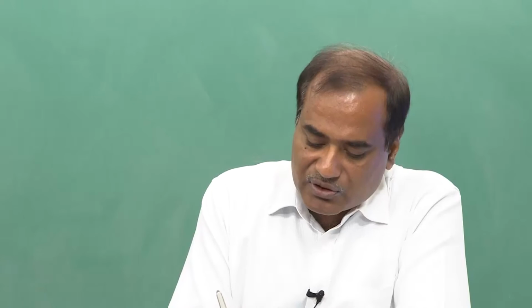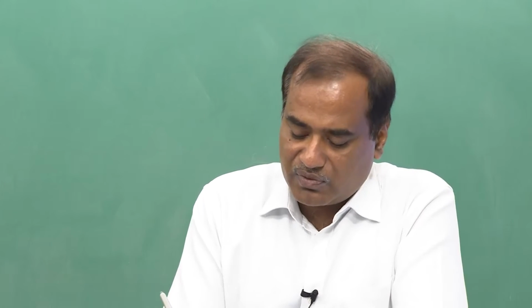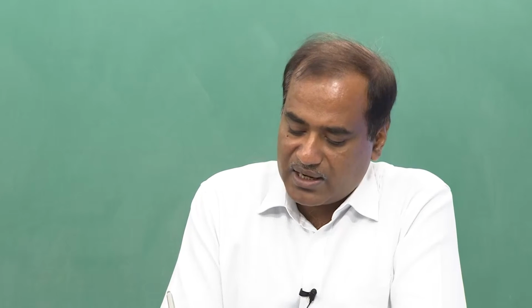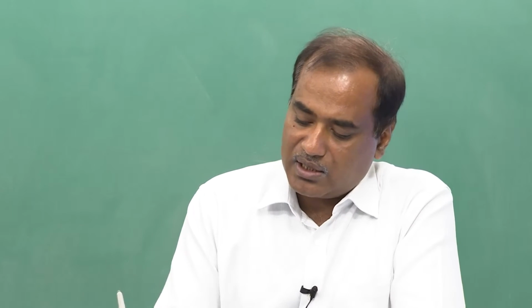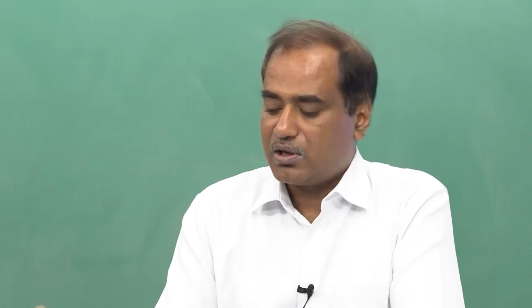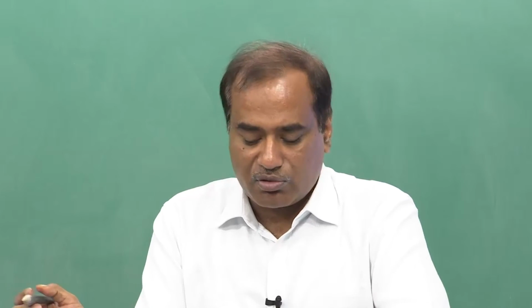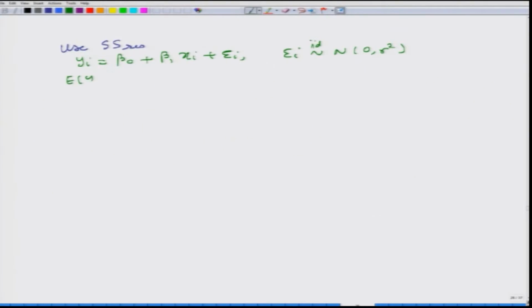Since we assume that our model is yi is equal to beta 0 plus beta 1 xi plus epsilon i, and we have assumed that epsilon i are following a normal 0 sigma square distribution and they are IIDs. So, I can write down here that expected value of yi is nothing but beta 0 plus beta 1 xi, and we also have found earlier that variance of yi is equal to sigma square. Right.